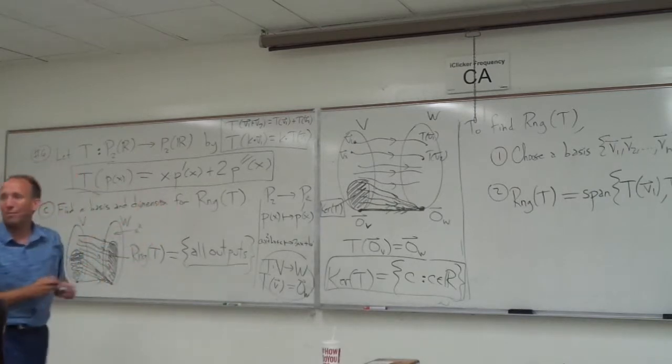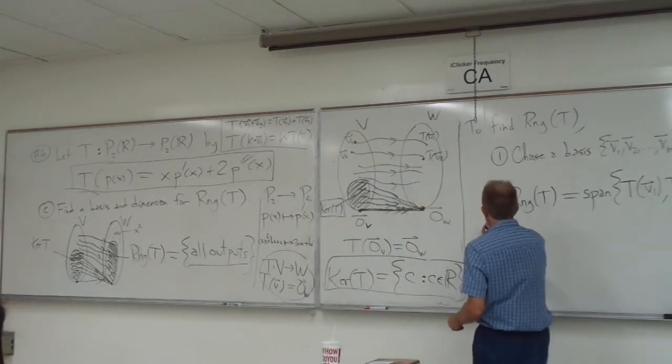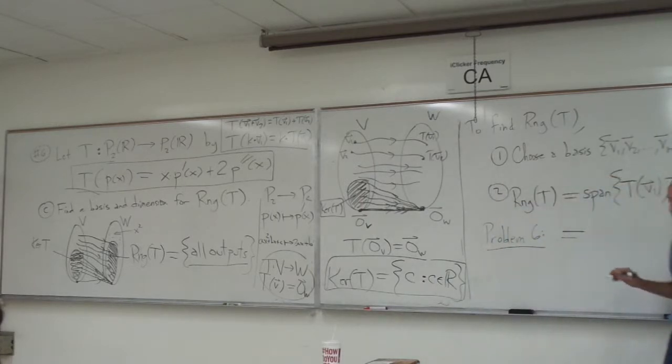Let's try it on this problem. It's actually just very nice. So on problem 6, what we do is we're going to take the span of, so what is everybody's favorite basis for P2 of R? 1, x, and x squared would be a great choice. So I'm going to take T of 1, T of x, and T of x squared, right? That's the formula for it.